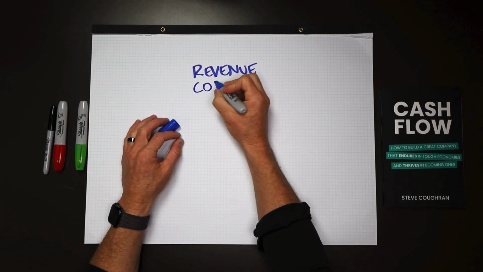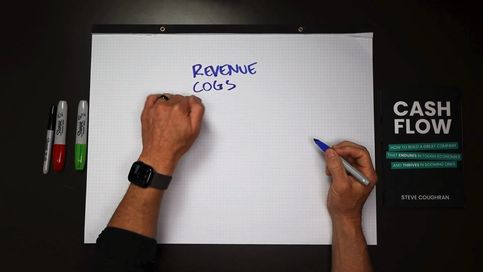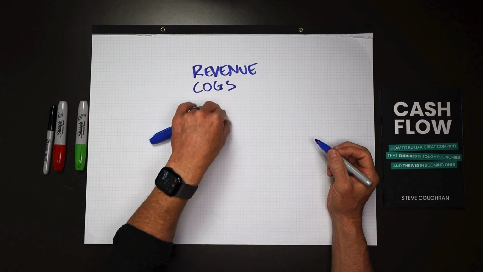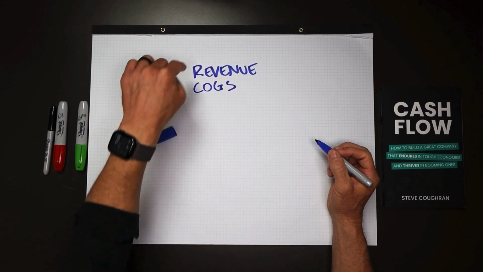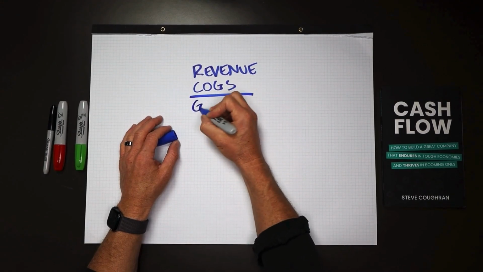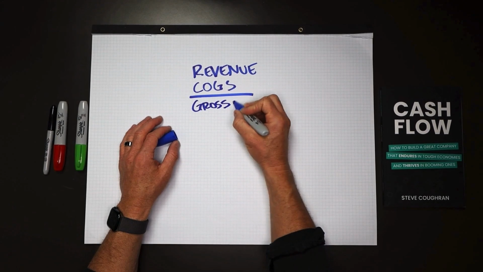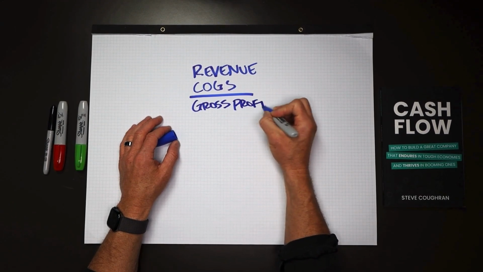Now, underneath revenue, we have COGS. COGS is just short for cost of goods sold. It represents all the costs associated with producing your revenue. It may include items such as materials, direct labor, and other costs associated with putting in place the work or delivering the product or service into the hands of your customers. All right, so we have revenue minus cost of goods sold, and we arrive at gross profit.